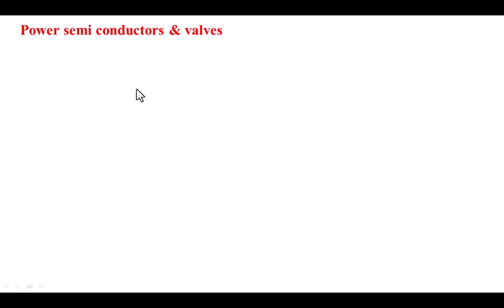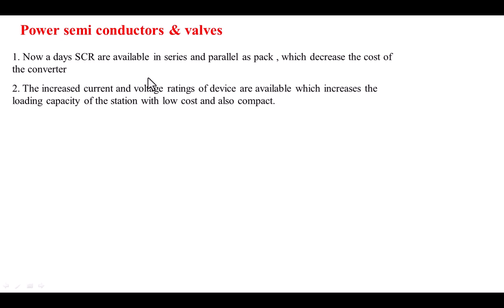Power semiconductor valves. Initially, we used the valve as a mercury arc rectifier, which is very costly and whose size is also very high. Nowadays, there is development in power semiconductor devices. The SCR was developed. Due to the development of the SCR, the reliability of the overall converter increases, and the cost and size of the converter decrease. The voltage rating of the SCR is improved as well as the current rating, which increases the loading capacity of a station with low cost and compactness.